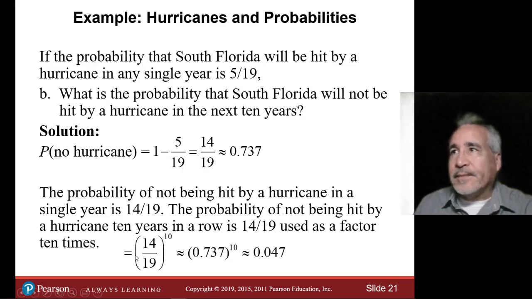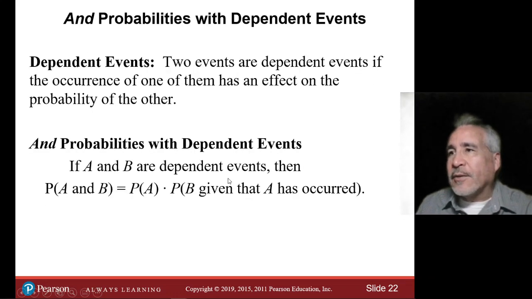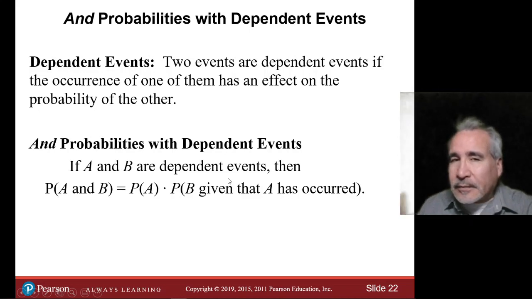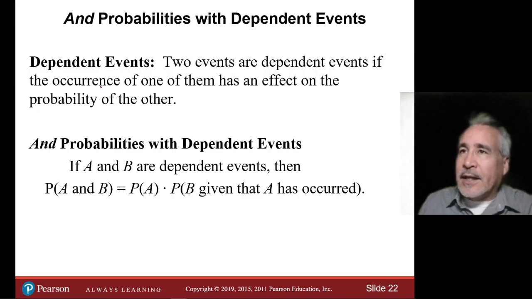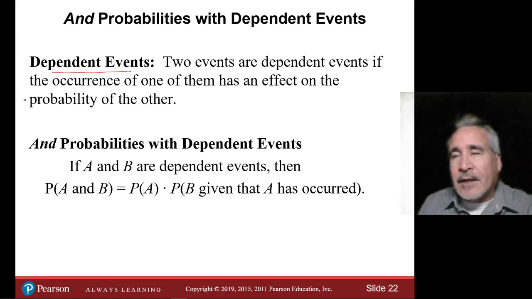Okay, so these give some examples of how we can go through these calculations. Now we talked about independent events, ones that do not affect the probability of the others. Now let's talk about dependent events.